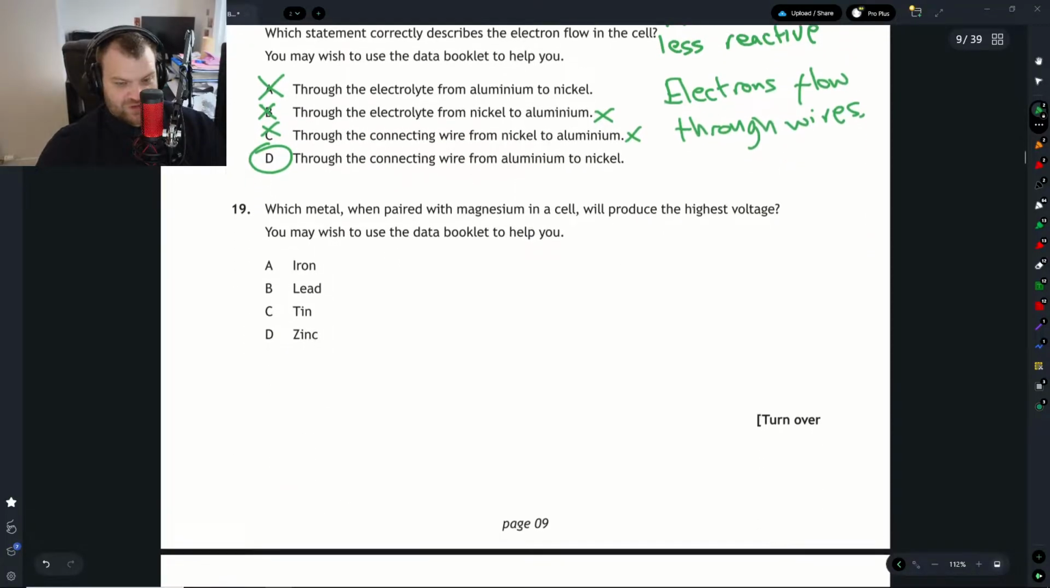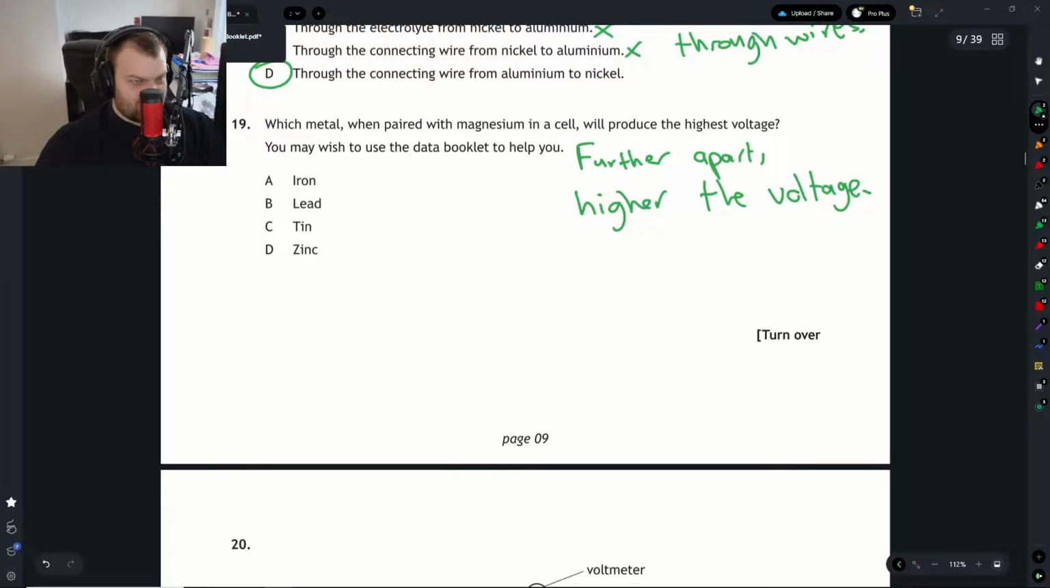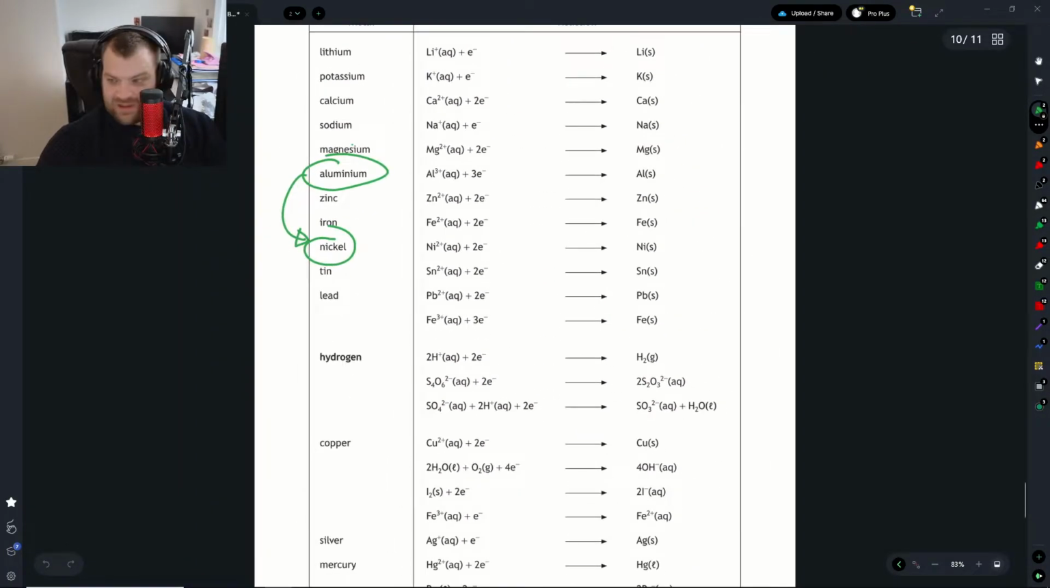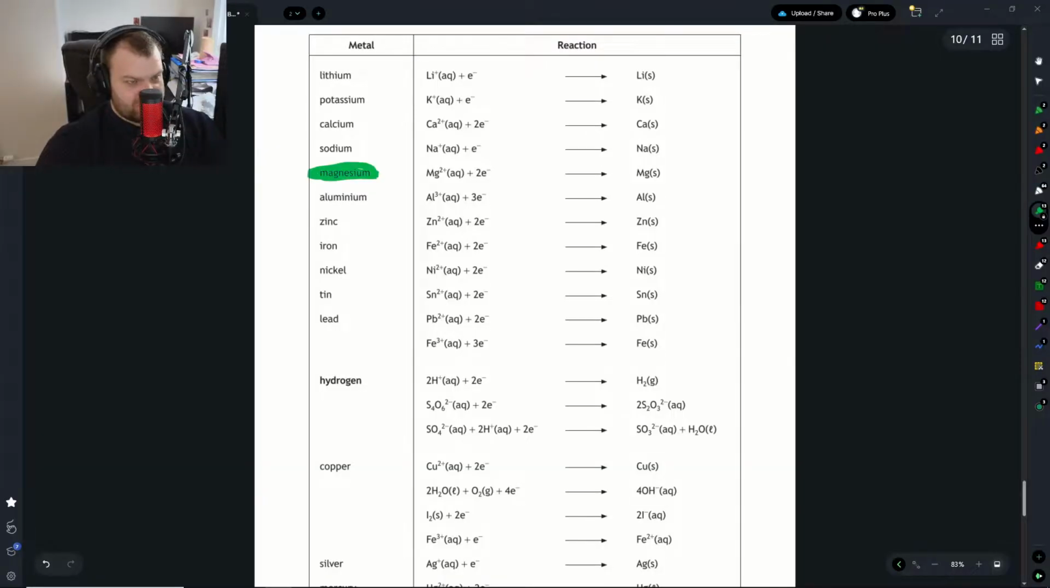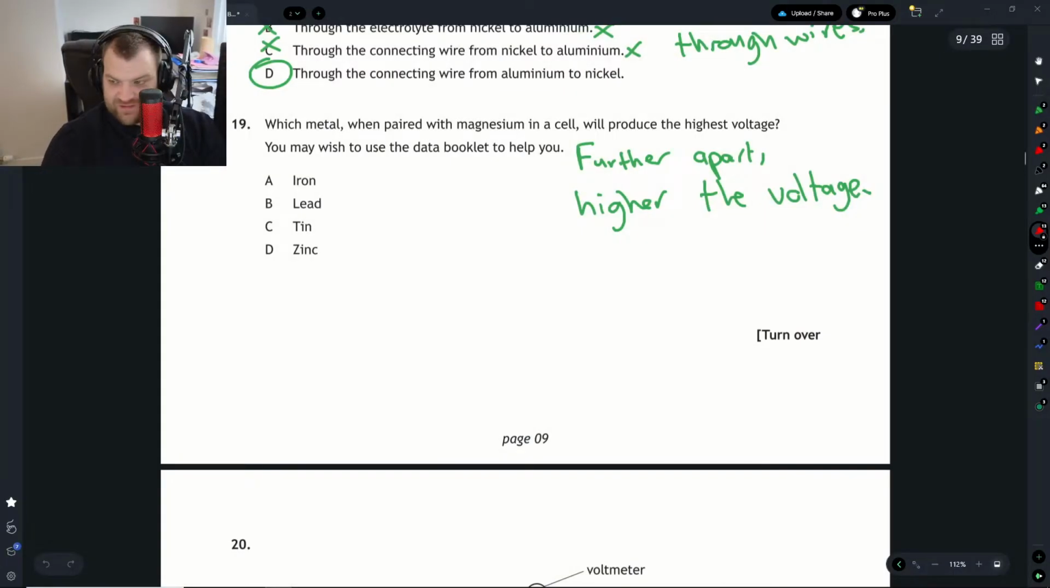Next one, we've got which metal, when paired with magnesium, would produce the highest voltage. I've heard a few ways of people explaining how to deal with these questions. I would always talk about them being further apart. So the further apart two chemicals are, the higher the voltage. In this question, magnesium is the one that's set, so we'll put that in here. We're asked about iron, lead, tin, and zinc. For the highest voltage, the furthest apart, that means that lead would be our best option. Now, lead would be B.